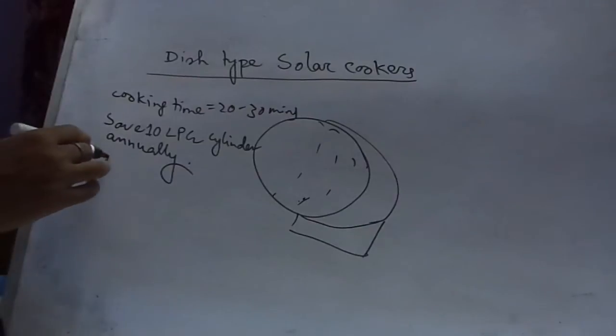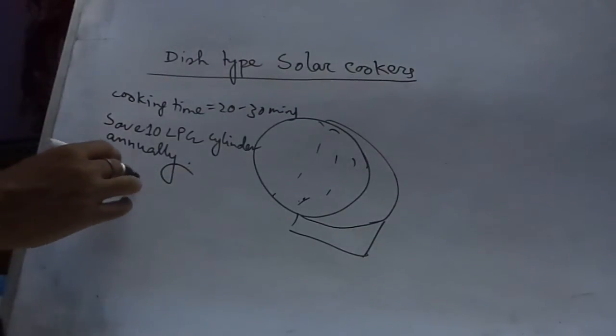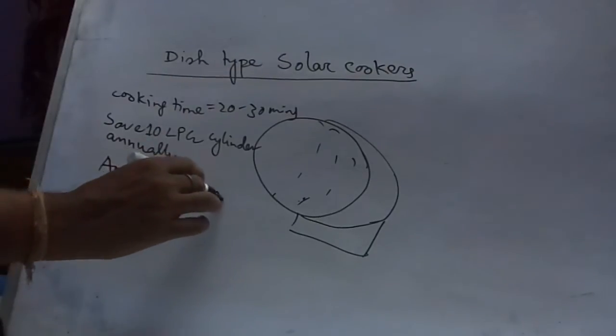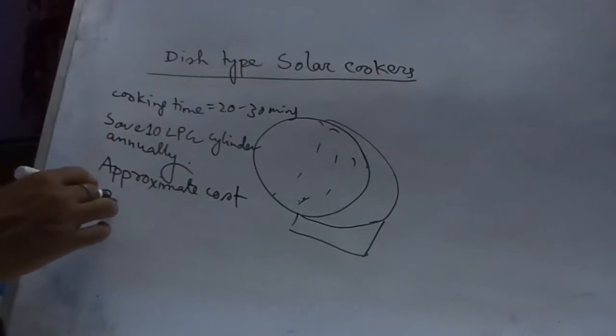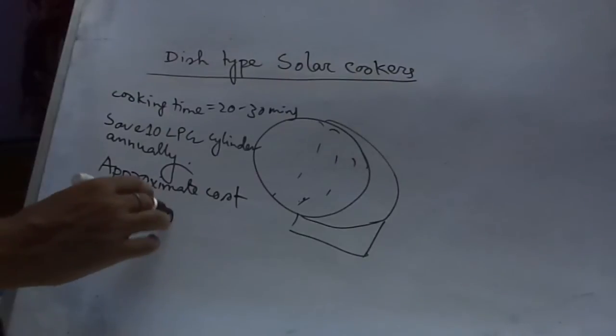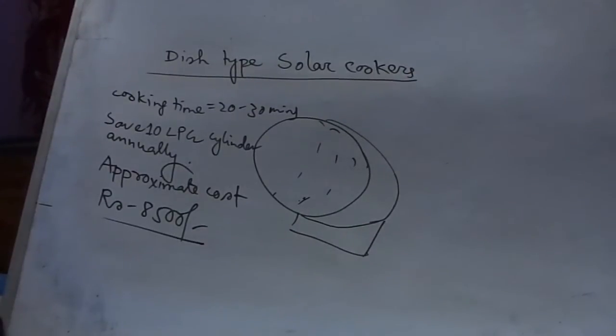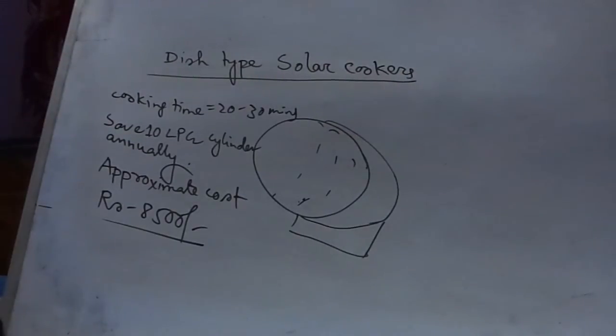Approximate cost is rupees 8500. Another one is the community solar cooker.